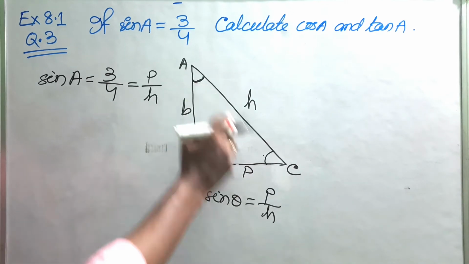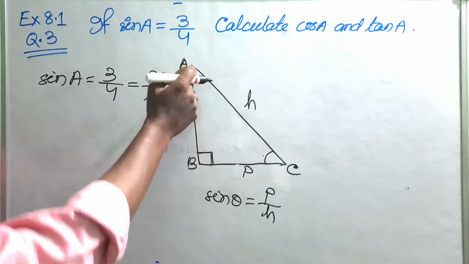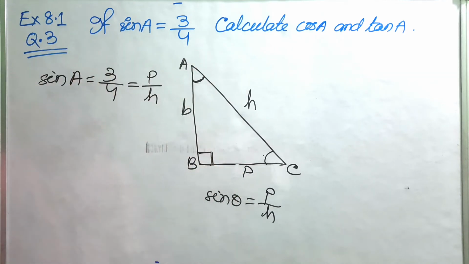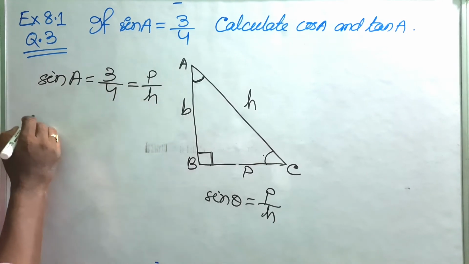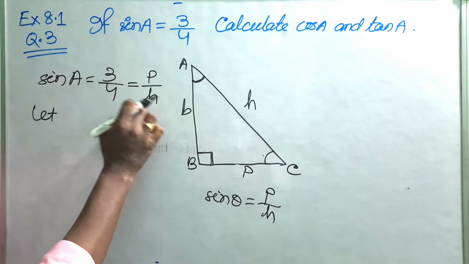If theta is given, then you can write P by H. If theta is not given, only A is given, then you can take sin A is equal to P by H also. Now remember, here P is not 3.